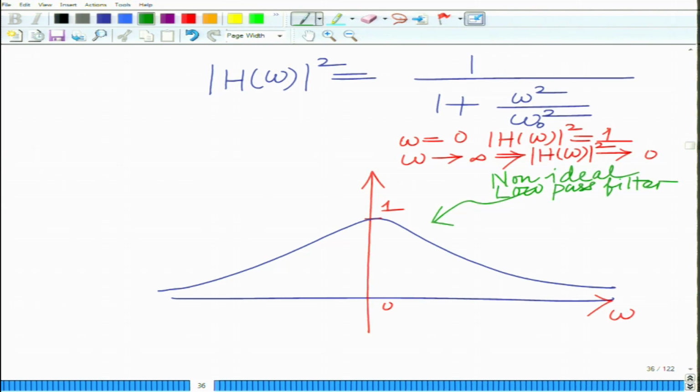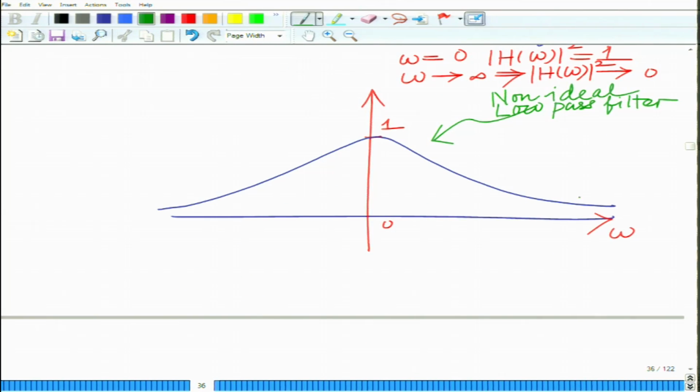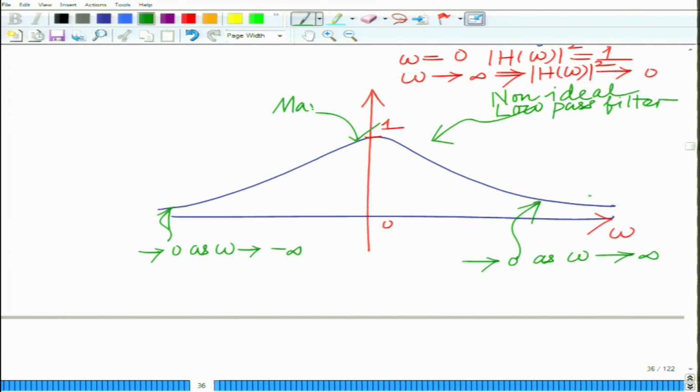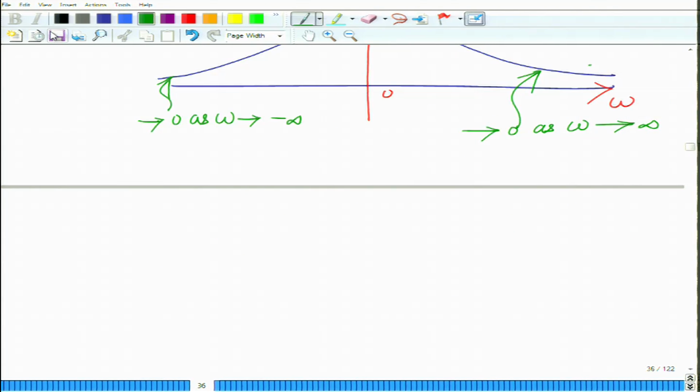This is a non-ideal low pass filter and it tends to 0 as omega tends to infinity, and again here also tends to 0 as omega tends to minus infinity, and this is basically the maximum gain, which is unity. Okay.